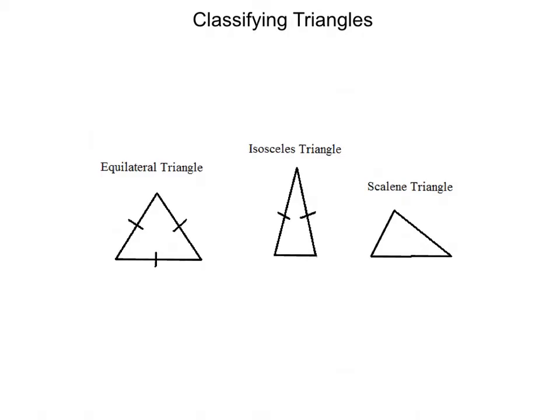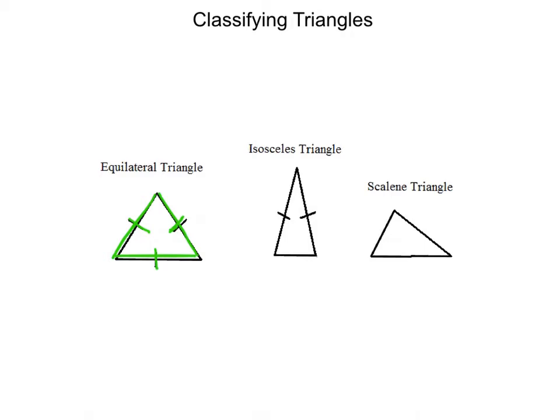So if we look at our first triangle on the left over here, our equilateral triangle, what we're talking about here is each of the sides of the triangle is the same length. And these little tick marks here, these little lines that go through the sides, when you see those, that's just an indication to you that any side that has that tick mark is the same length as the other sides. So once again, equilateral triangle, all three sides of the triangle are the same length.